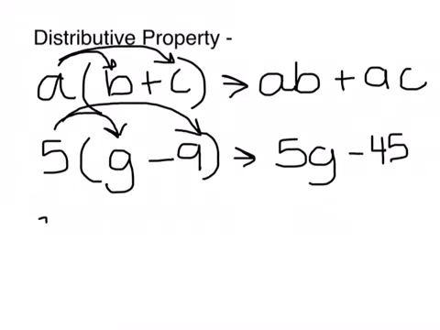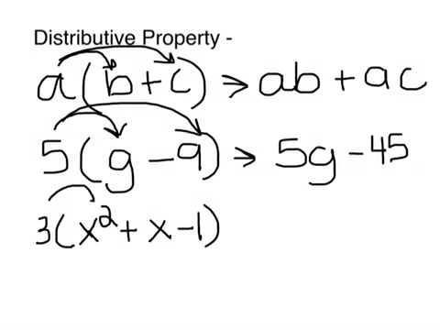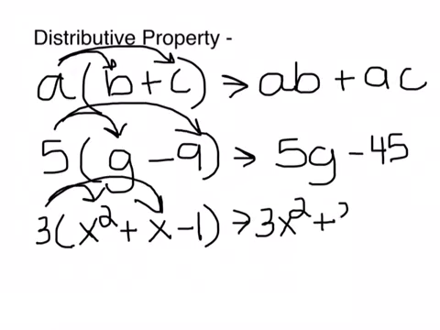Here's one more example. 3 times (x squared plus x minus 1). Now we'll be distributing a 3 to each of the 3 terms on the inside of our parentheses. 3 times x squared gives us 3x squared. 3 times the positive x will give us a positive 3x. And 3 times the negative 1 will give us a negative 3.